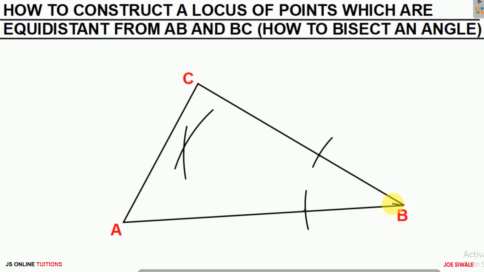So draw our line. Need to start at point B there, then it has to pass through this point where these two arcs are cutting each other. So when we draw that line, that means that we have constructed a locus of points which are equidistant from AB and BC.